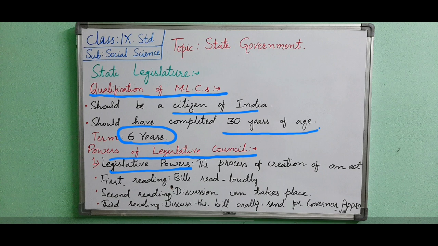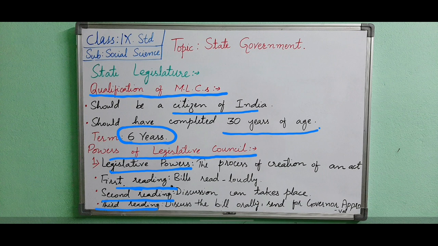Here, first reading: the person who tables the bill reads out the text loudly. During the second reading, a discussion can take place or the bill may be sent to the respective house committee. The committee deliberates on the bill and submits its report to the Legislative House. During the third reading, the House can discuss the bill orally.